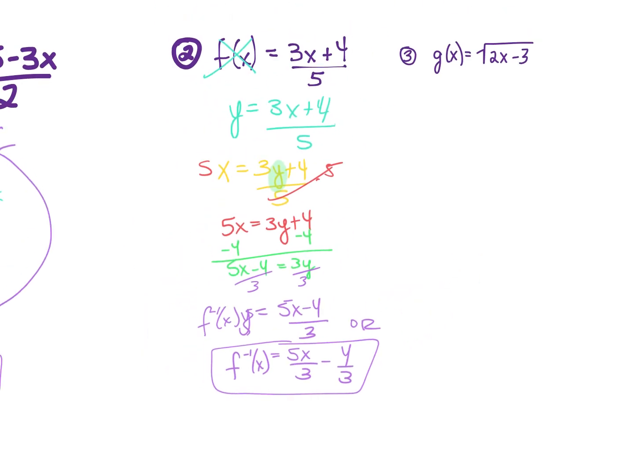And if we take a second to check, in the original, I was multiplying by 3. In the inverse, I'm dividing by 3. In the original, I was adding 4. In the inverse, I subtracted 4. And in the original, I divided by 5. In the inverse, I multiplied by 5. Everybody with me? Okay. Last one.